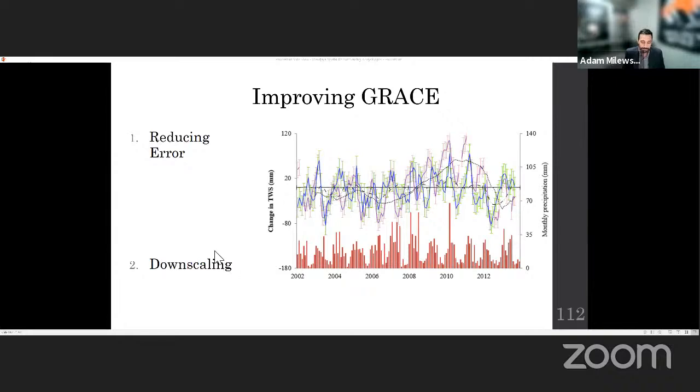And of course, the second, since we know that in this particular case GRACE has a larger footprint, we need to downscale. If you want to use data in Indonesia, you probably have to downscale.